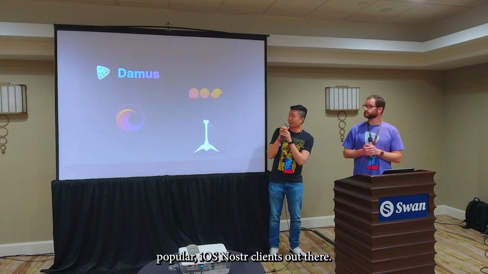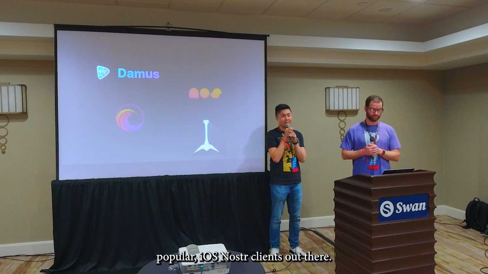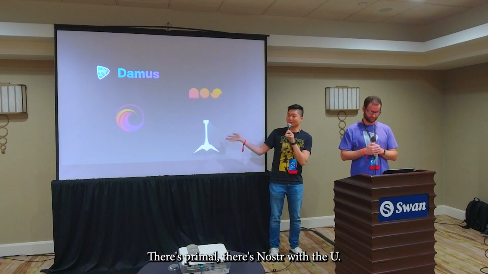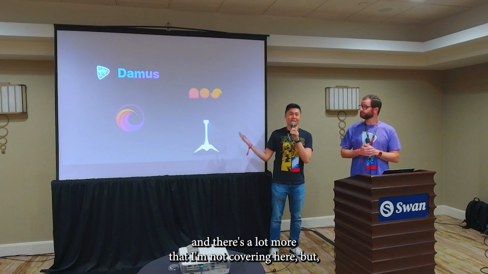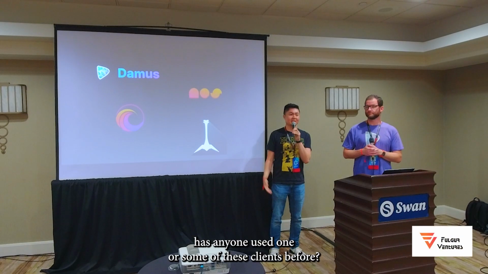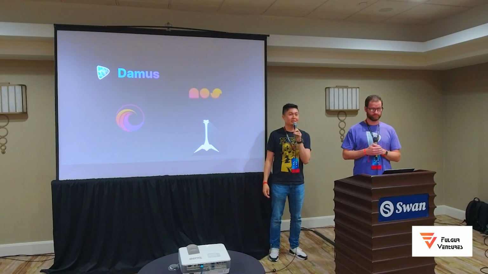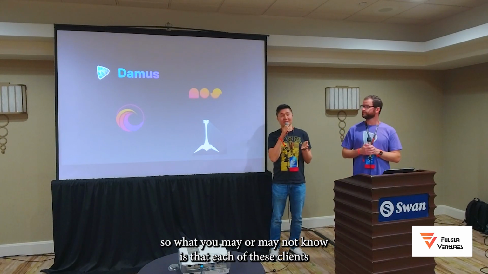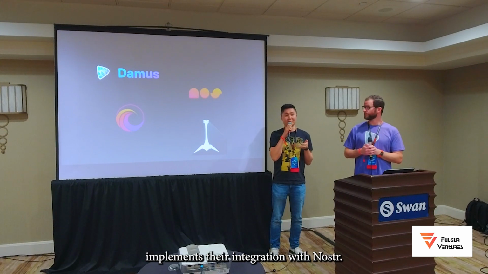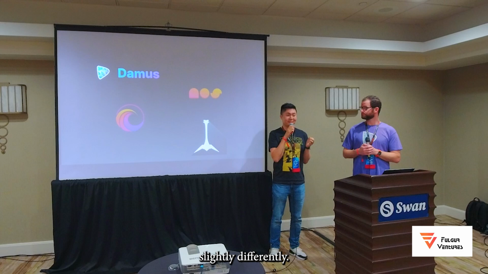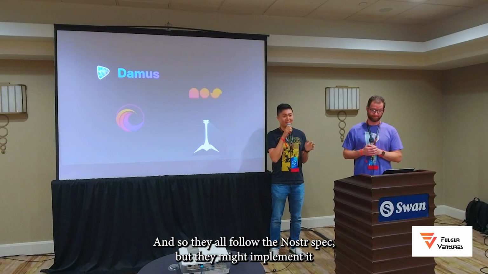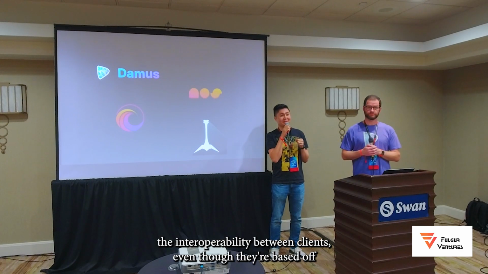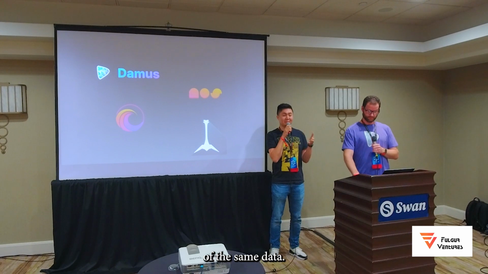These are some of the more popular iOS Nostr clients out there. There's Damus, there's Nostsocial, there's Primal, there's Nostr with a U, and there's a lot more that I'm not covering here. But has anyone used one or some of these clients before? Okay, quite a bit. So what you may or may not know is that each of these clients implements their integration with Nostr slightly differently. And so they all follow the Nostr spec, but they might implement it slightly differently in a way that maybe slightly breaks the interoperability between clients, even though they're based off of the same data.